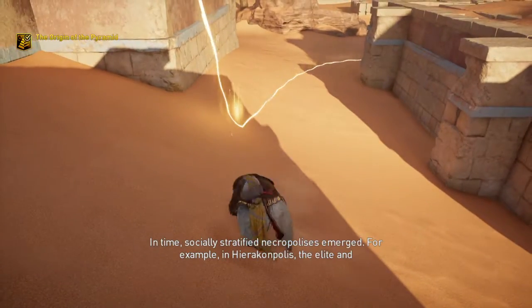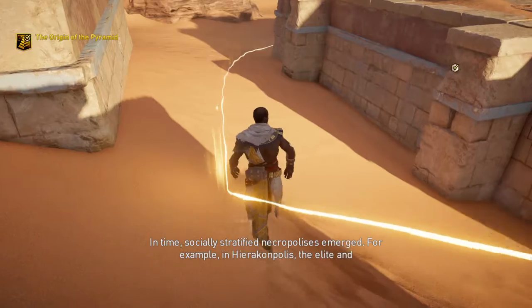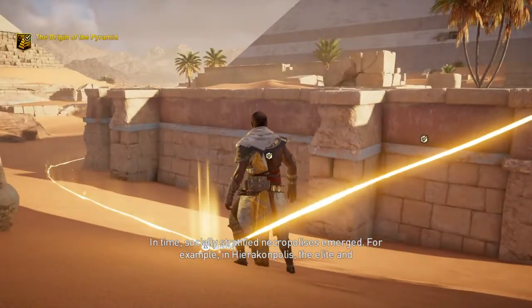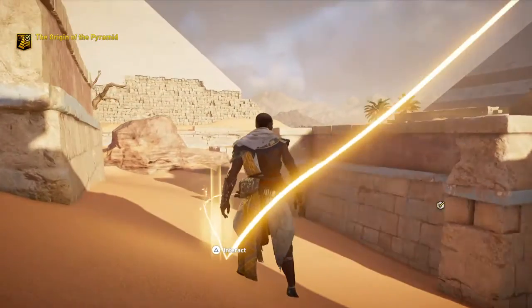In time, socially stratified necropolises emerged. For example, in Hierakonpolis, the elite and commoners had separate necropolises.